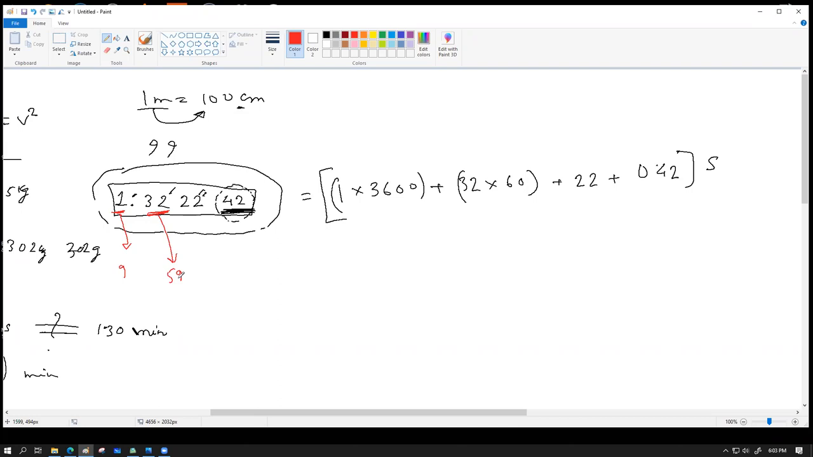And then how much should be the maximum value seen over here? 59. But how much is the maximum value seen over here? 99. Is this visualization clear to all of us?